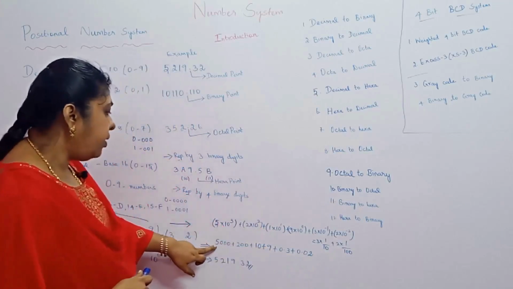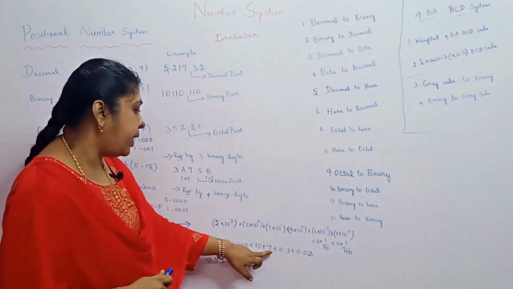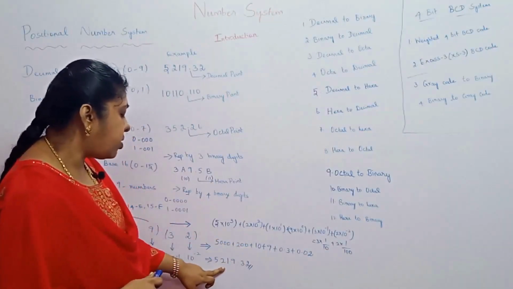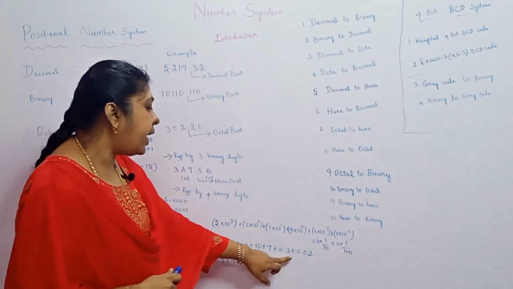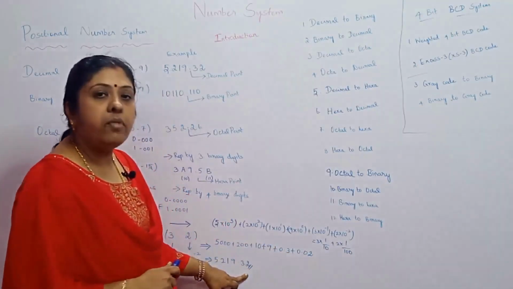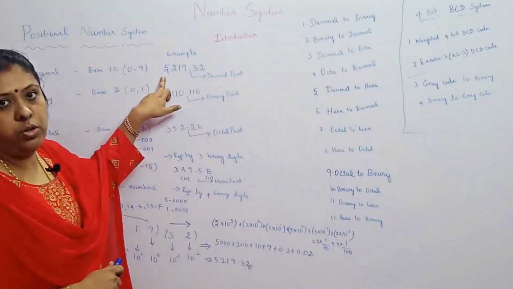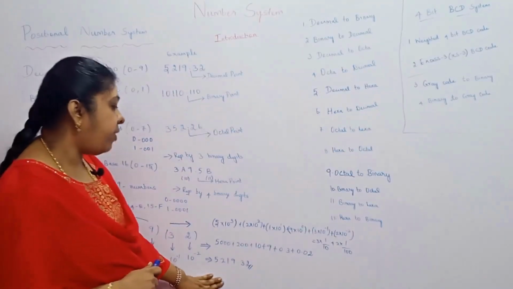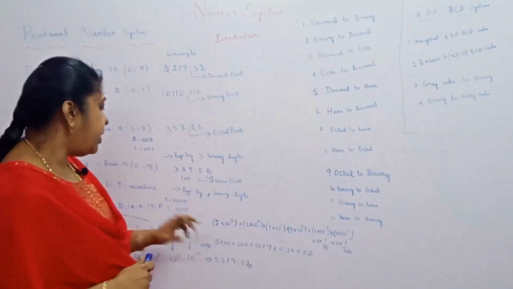0.02. And then we have to add all those numbers: 5000 plus 200 plus 10 plus 9 gives 5219. And then adding the decimal part, 0.3 plus 0.02 gives the value 0.32, which is the decimal point value. In this method, the values can be calculated. That is the positional number system.